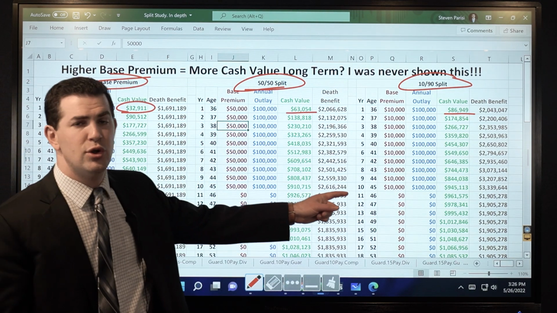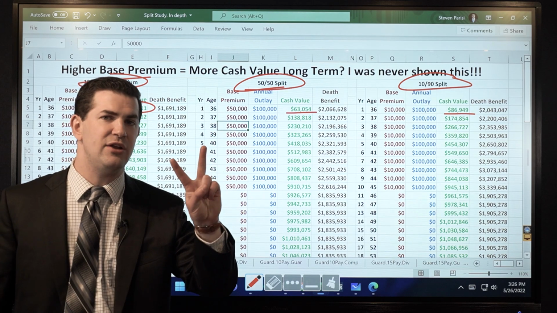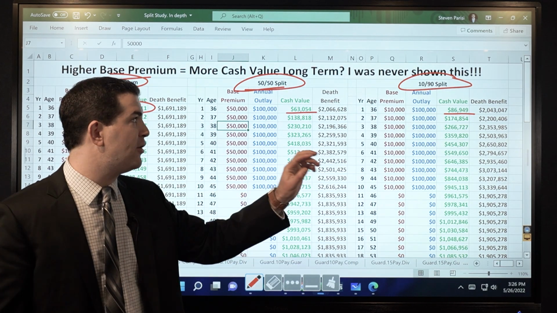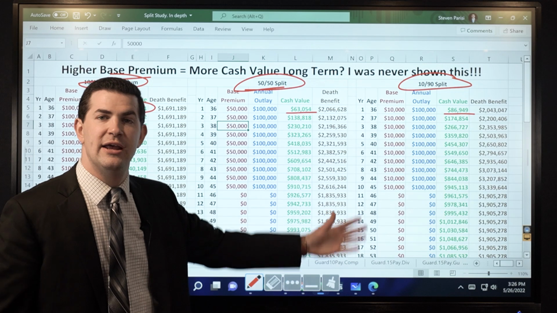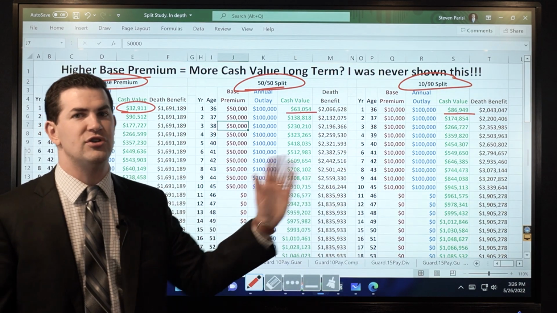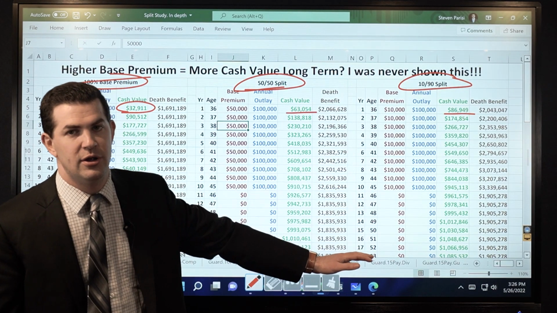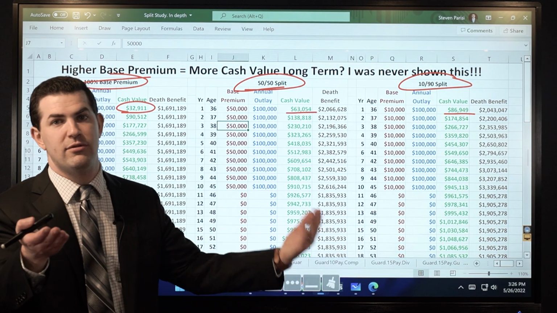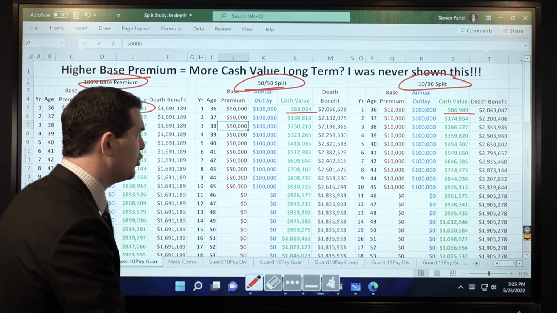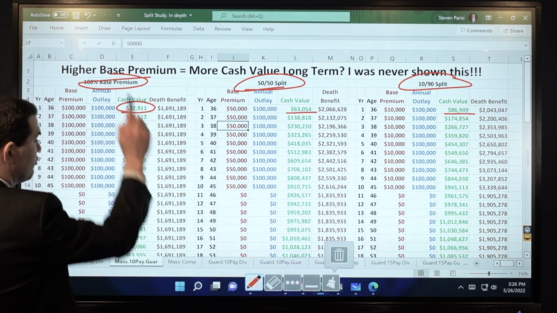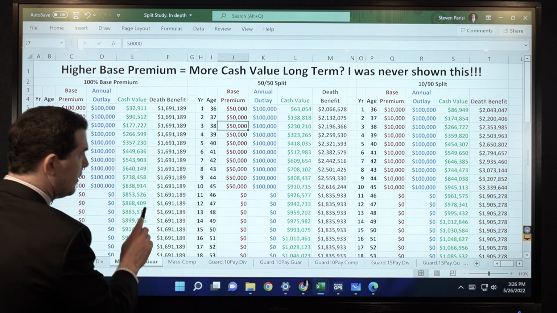The guaranteed values, by the way, represent only the guaranteed rate of 2% is charged. And then also the term riders we have attached, it assumes the maximum allowable charge is assessed to the policy each year. So maximum expenses and a minimum guaranteed rate. So worst case scenario, we don't have a term rider with the 100% base premium.